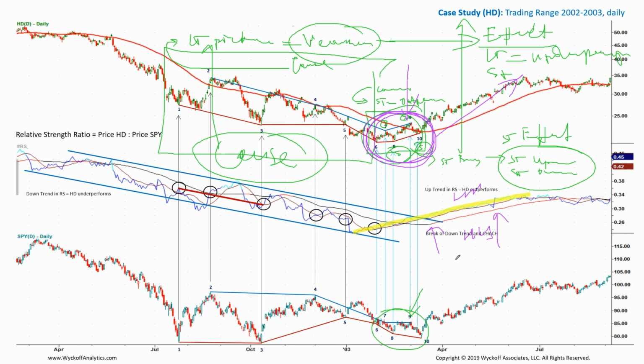So what you're saying, Roman, is that from points 1 to 6, July, August, September, October, November, that's the cause, and that span of time is what's going to result in long-term underperformance potentially of Home Depot compared to the market. Is that what you're saying? Yeah.